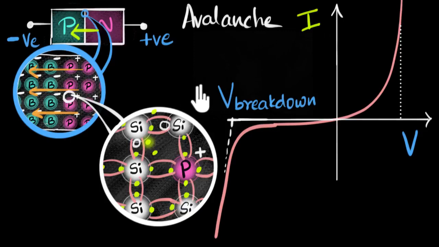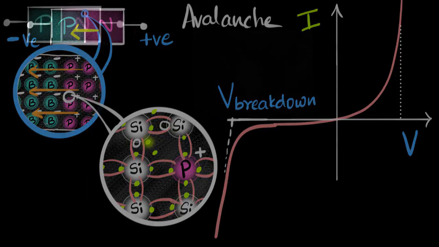But in this video, we're going to see another mechanism in which a very heavily doped diode undergoes breakdown. Such heavily doped diodes are called Zener diodes, because the effect was discovered by this man called Zener, and this breakdown phenomenon is named, no surprise, Zener breakdown. So let's get to the bottom of this whole Zener thing.